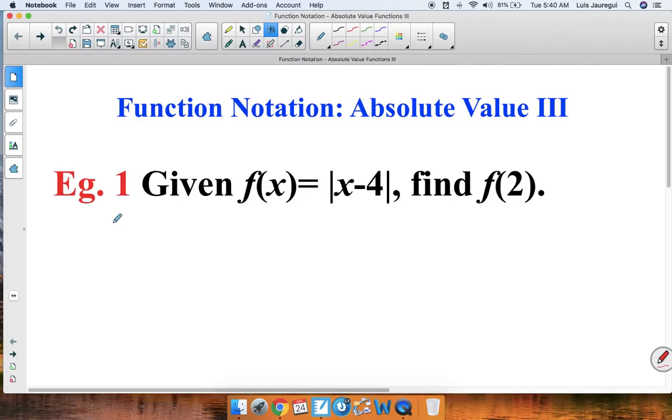Welcome. In this particular video, we'll be analyzing function notation absolute value part 3. Let's take a look at our first example.